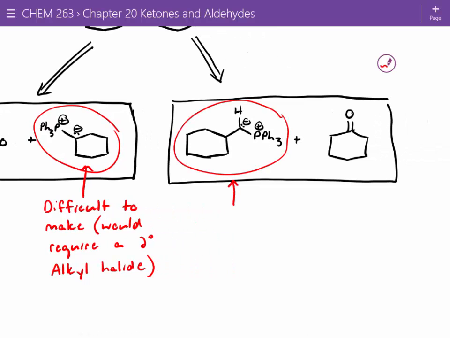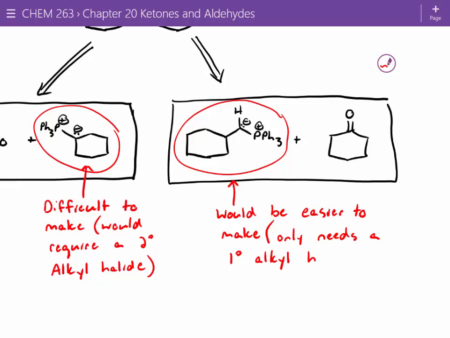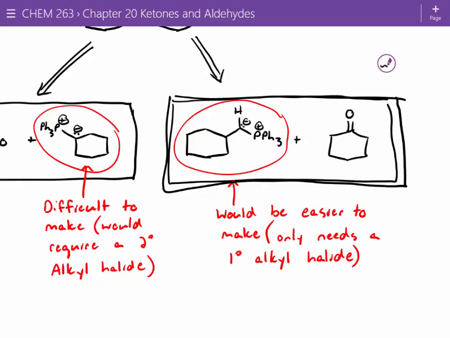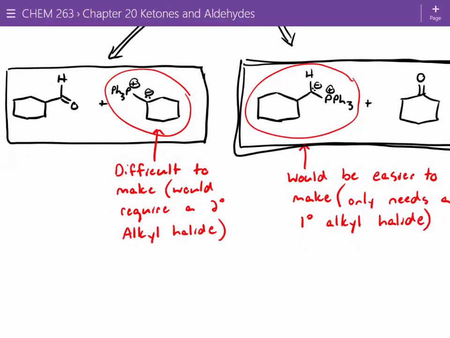So we could say this would be easier to make. And then I'll say it only needs a primary alkyl halide. All right, so now let's go through and draw the full scheme for this reaction, specifically saying that this route on the right is our better route because it's easier to make our ylide reagent. So let's go back and see how we would make our ylide reagent.